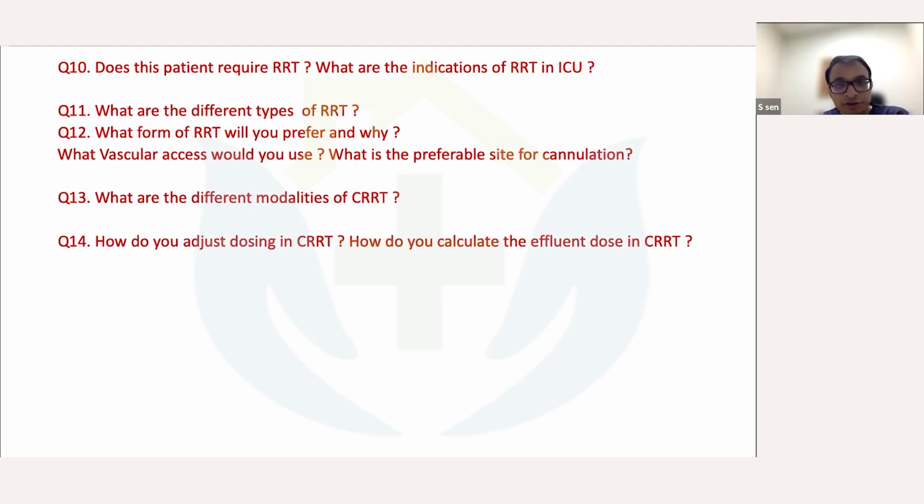How do you adjust the dosing of CRRT? How do you calculate the different dose in CRRT? I will go from the dialysis dose, which will be 25 to 30 mL per kg. I can divide it half to half or one third to two thirds, according to the patient's situation. How will you calculate the effluent dose in CRRT? What is the formula for calculating effluent dose in CRRT?